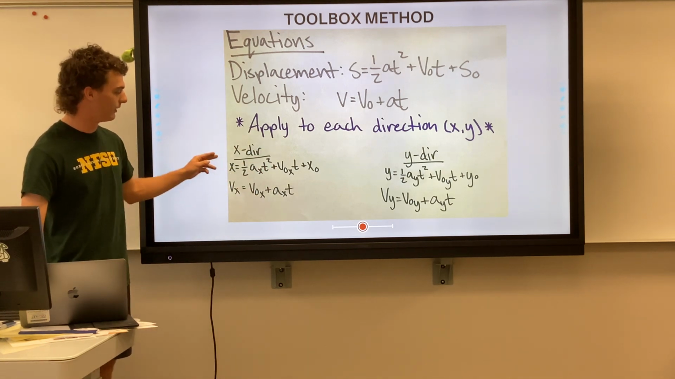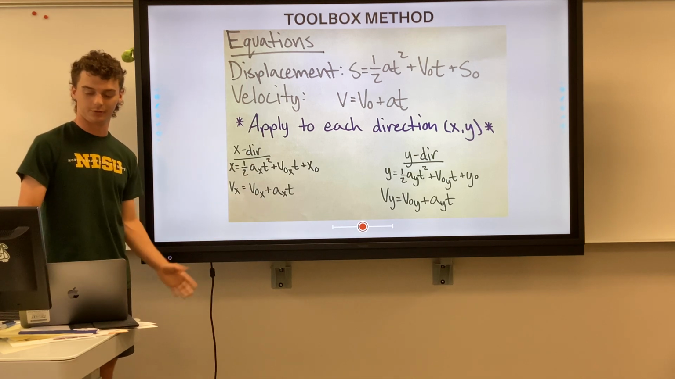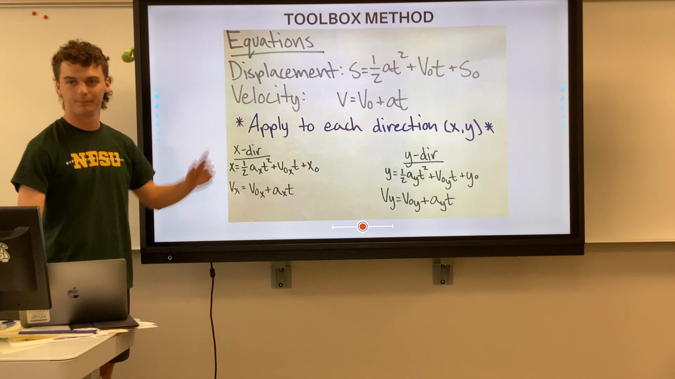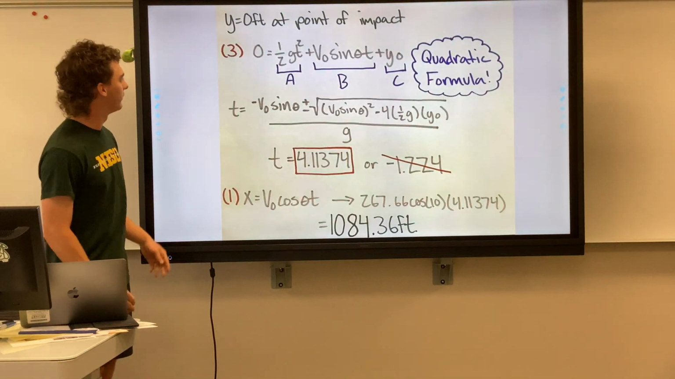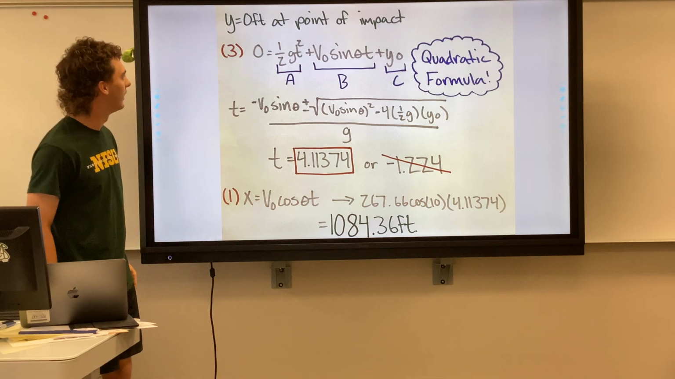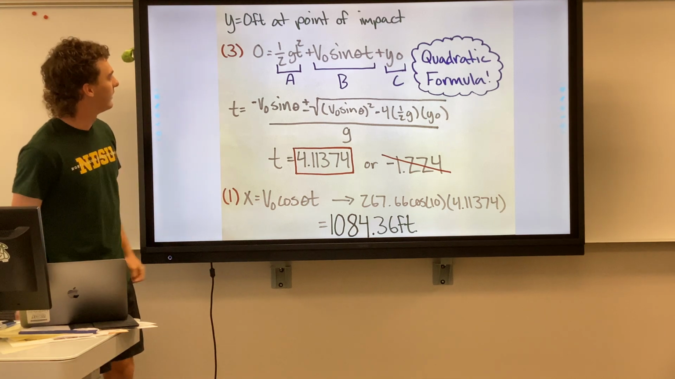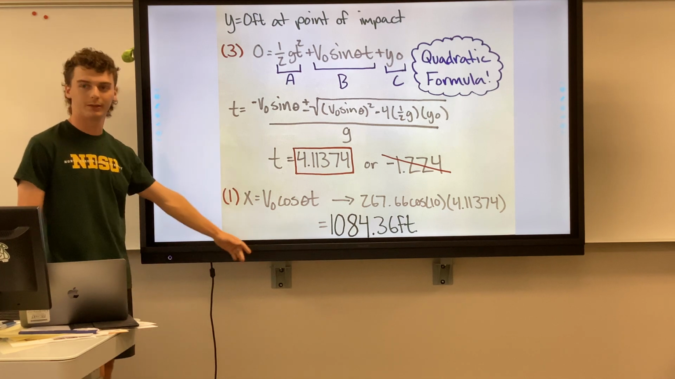Then you label them equation 1, 2, 3, and 4, and that's important so that when you're doing your math later on, you can pull an equation one at a time. Here you can see I started by using equation 3, that's what the toolbox would have shown. What we do know is that his y position is 0 feet at the point of impact, and that's important for finding how far he would jump.